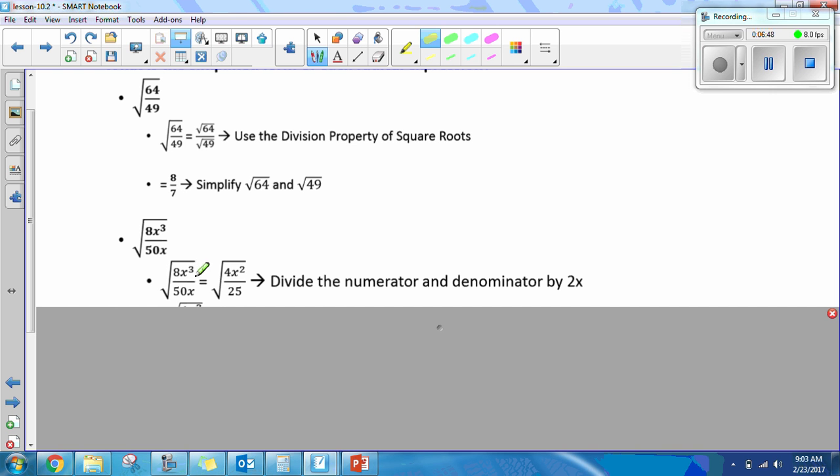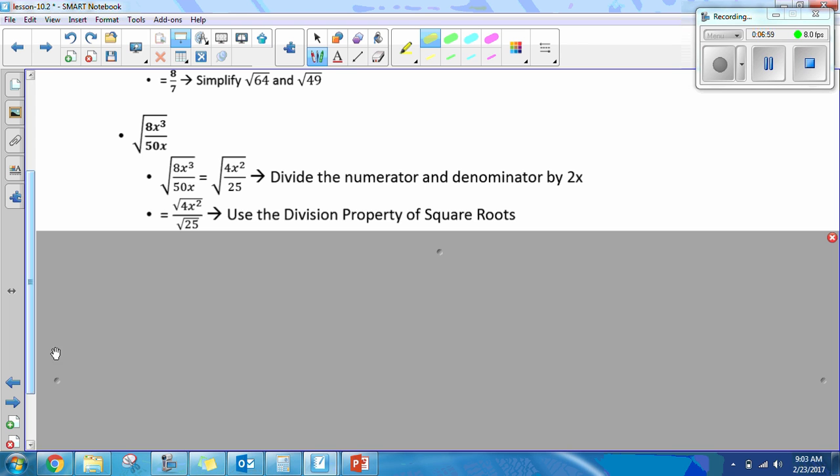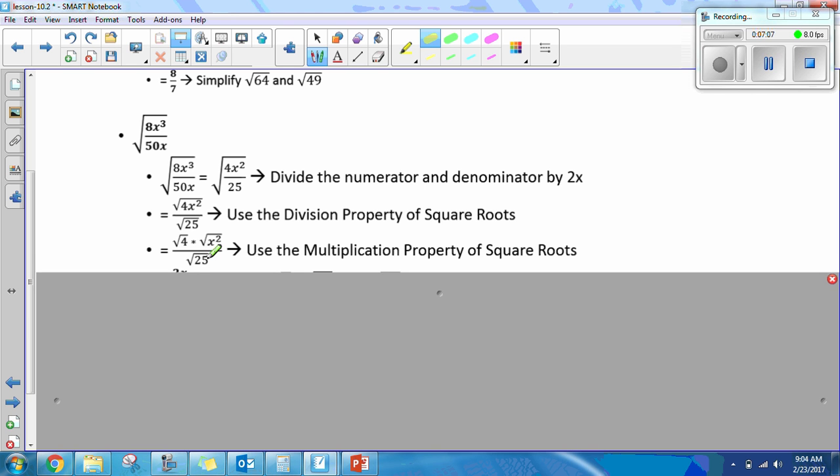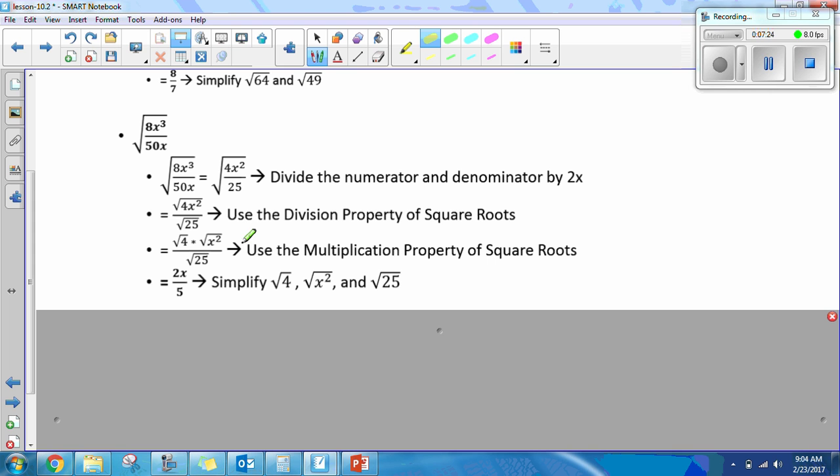Also, we can simplify the x cubed over x by dividing by x, and we get x squared in the numerator. Now we can use the division property of square roots to rewrite this as radical 4x squared over radical 25. We can also apply the multiplication property of square roots to split up the product in the numerator, so we can write radical 4 times radical x squared over radical 25. And we know that the square root of 4 is 2, the square root of x squared is x, and the square root of 25 is just 5.